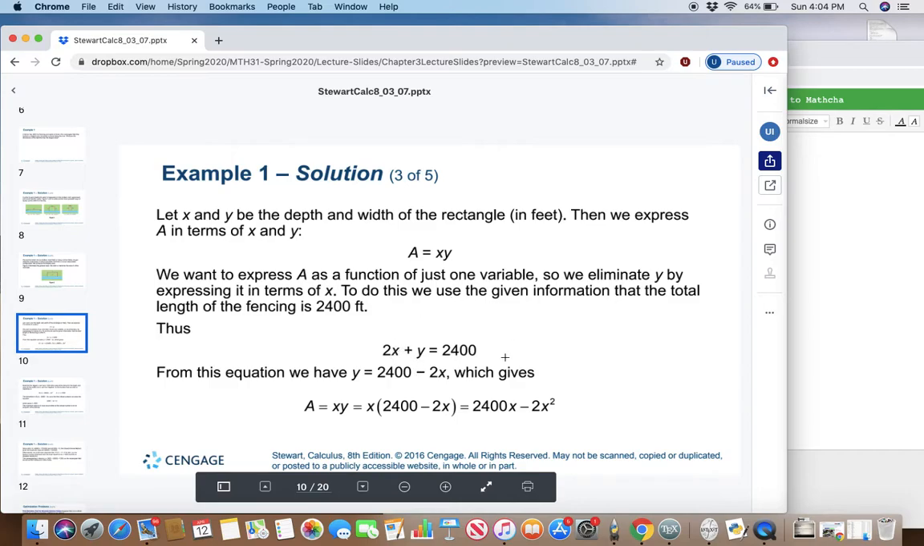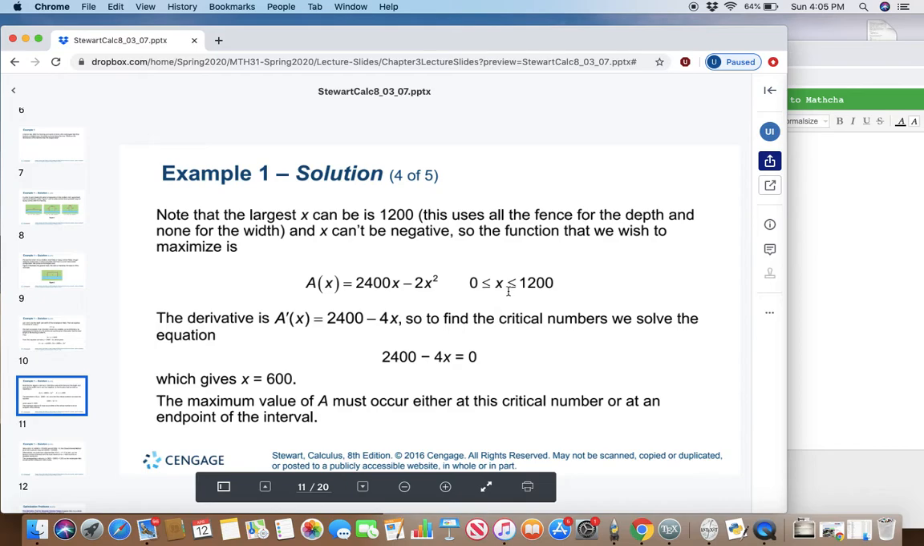2400 minus 2x, that is y. Okay? So use that y in the formula for a, xy, where y is 2400 minus 2x. And now notice your a is only in terms of x. All right. So what is a? 2400x minus 2x squared. Now we want to maximize a.